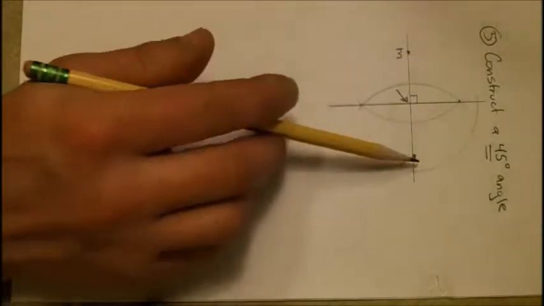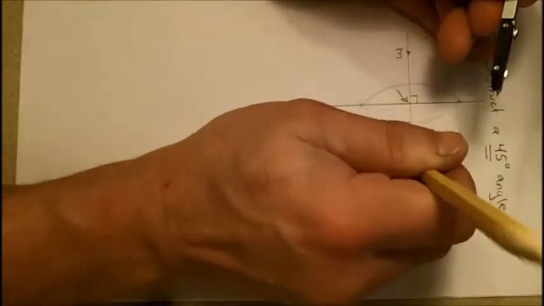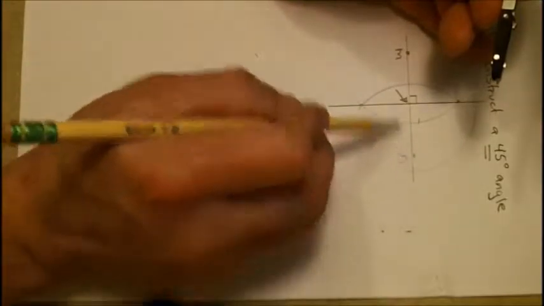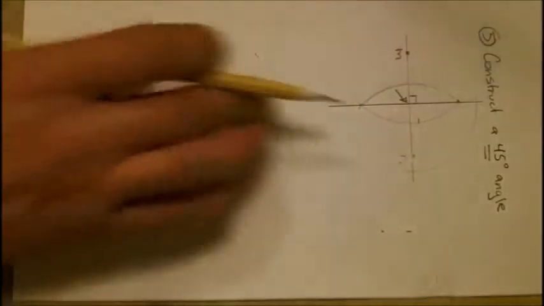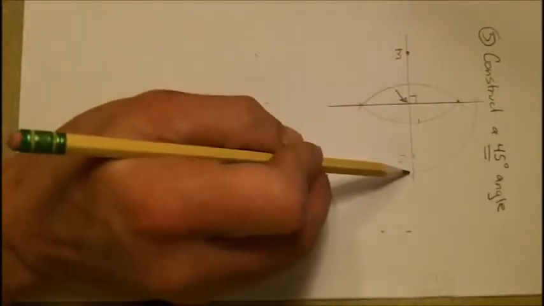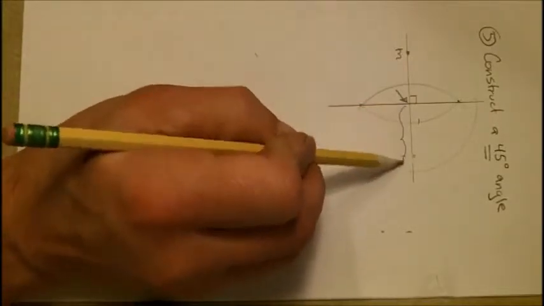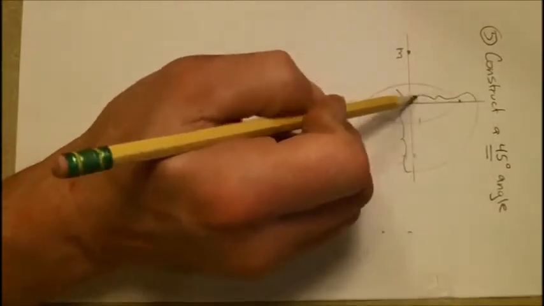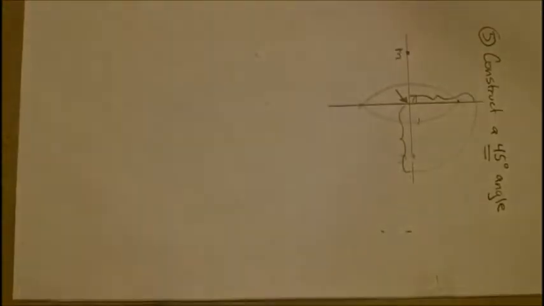Now, if you ignore this N, I'm going to go ahead and erase it so it doesn't confuse anybody, because it doesn't mean anything, except that I used it to create this perpendicular line. But now if we look at this distance and that distance, they're the same. Okay?